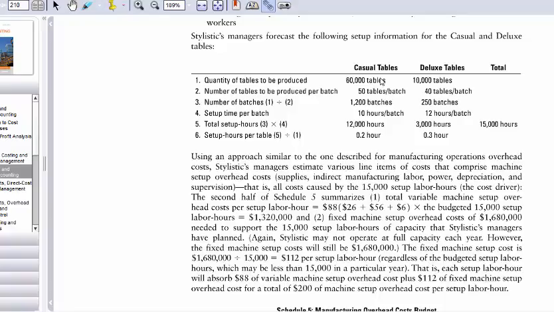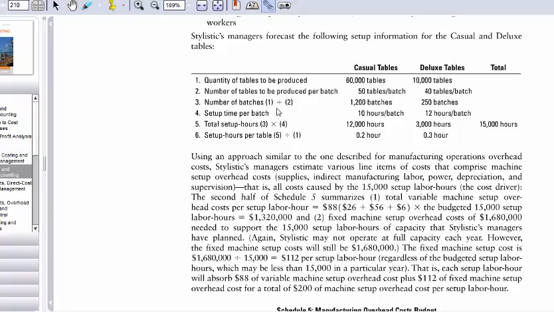Here we've got the number of tables to be produced. Again, this is coming to us from our production budget, not the sales budget. We will be making these tables in batches. We're going to do 50 tables of the casual model in a batch. When we're talking about a batch, think of only putting 50 on the assembly line at a time. Notice that the deluxe tables have a different quantity per batch. We can only do 40 tables in a batch of the deluxe model.